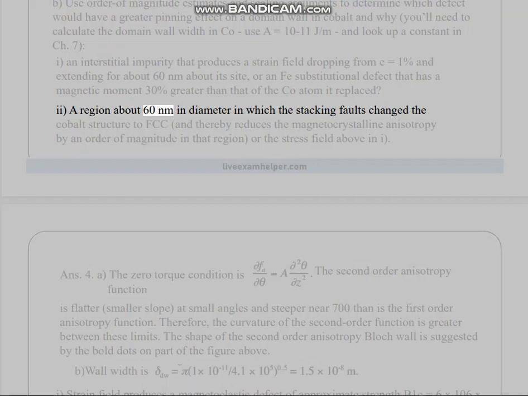2. A region about 60 nanometers in diameter in which stacking faults change the cobalt structure to FCC, and thereby reduce the magnetocrystalline anisotropy by an order of magnitude in that region, or the stress field above in 1.